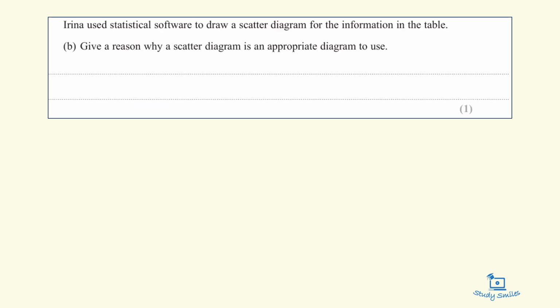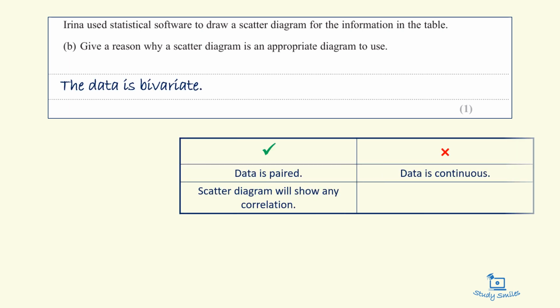Irina used statistical software to draw a scatter diagram for the information in the table. Part B asks us to give a reason why a scatter diagram is an appropriate diagram to use for 1 mark. I'm going to say that the data is bivariate. Alternatively, you could say that the data is paired or that the scatter diagram will show any correlation. However, you wouldn't get a mark for saying that the data is continuous. Whilst this might be true, it isn't a sufficient reason for using a scatter diagram.